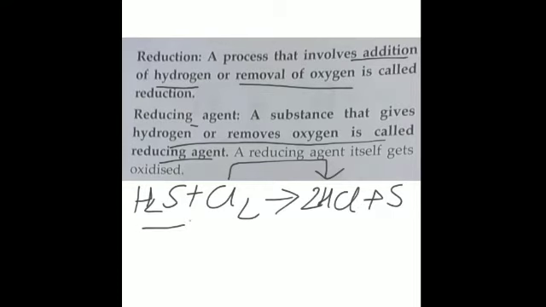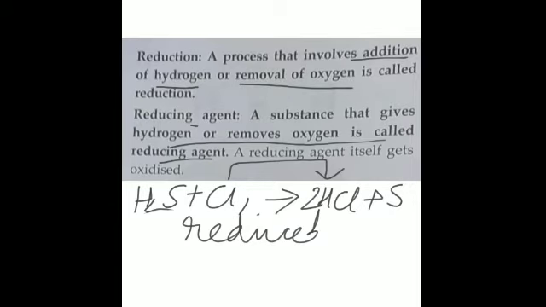So hydrogen sulfide is acting as the reducing agent. Chlorine, you can see, has been converted into hydrogen chloride. So we can say that chlorine has been reduced to hydrogen chloride. That means hydrogen has been added to it. And hydrogen sulfide helps in the reduction of chlorine to hydrogen chloride by adding hydrogen to it.